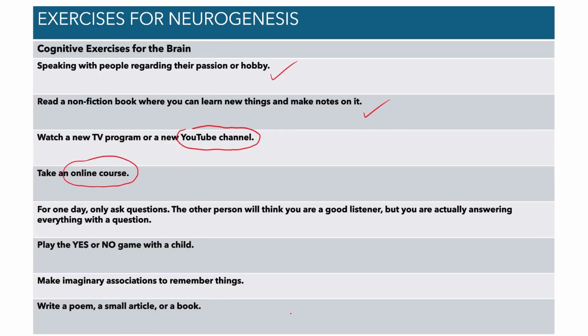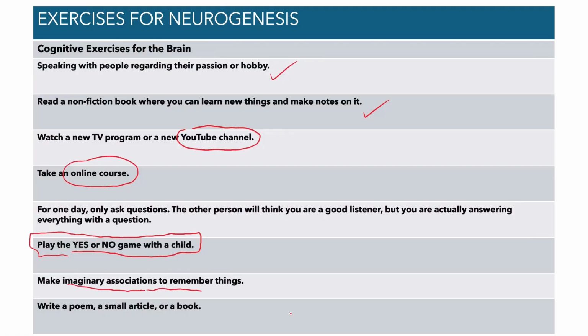Another very fun thing: play the yes or no game with a child. You know this game. That actually trains your thinking level and neurons. That's a good training, so always try to win. So, the yes or no game with the child is really good.